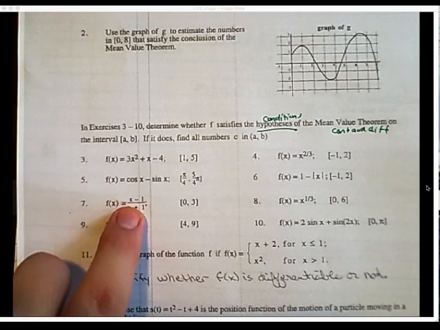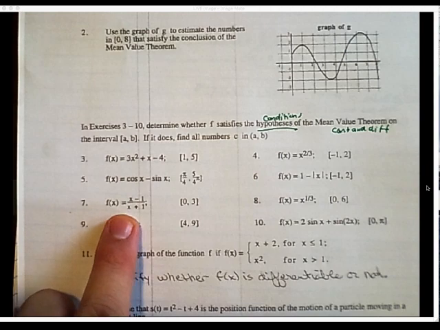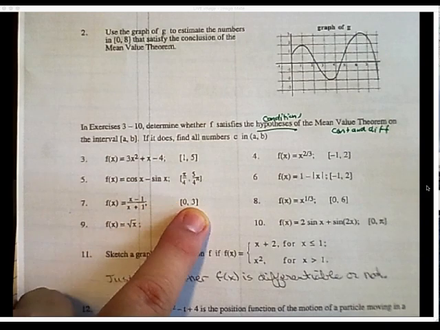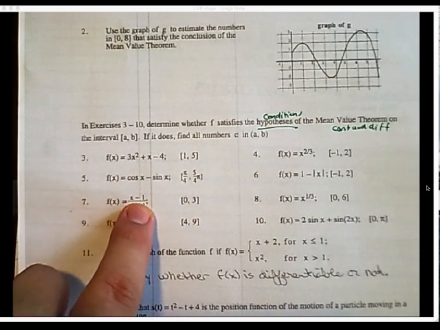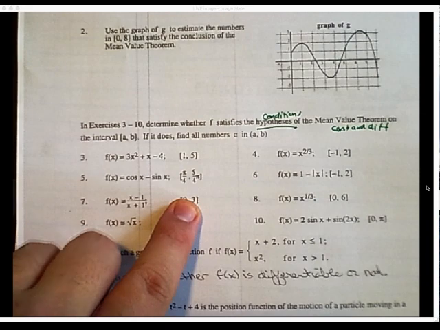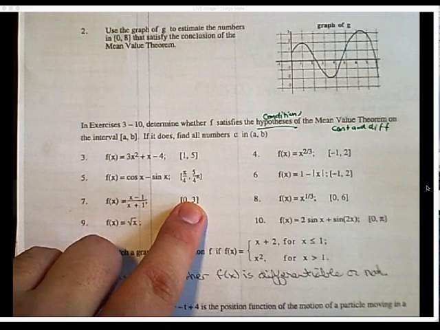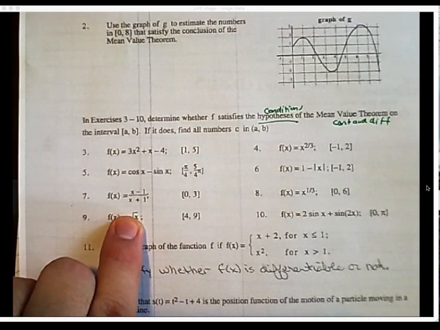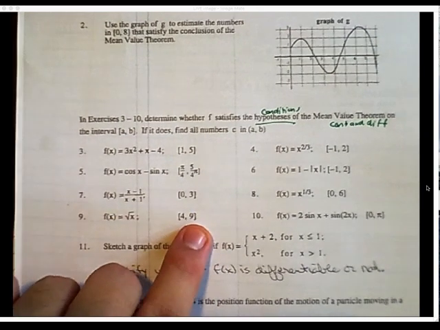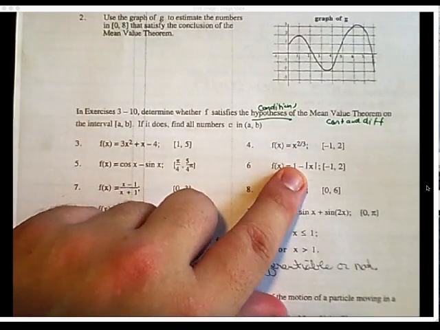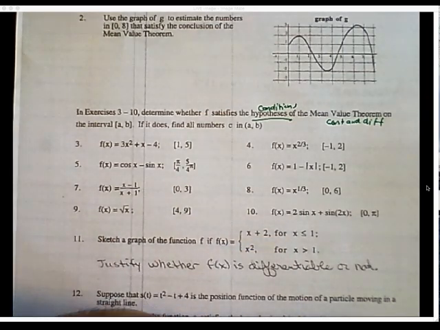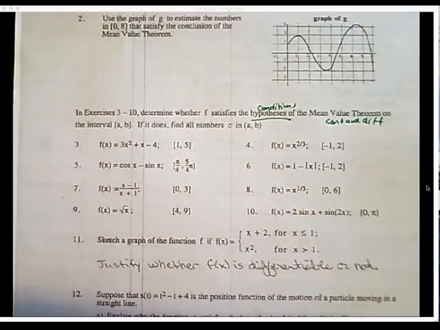This one has a vertical asymptote at -1, but -1's not in the interval. So this one's going to be continuous and differentiable over this interval, not over all real numbers, but over that interval it will be. Here, this is continuous and differentiable over that interval. Take a look at this graph and some of these other graphs. If you're not sure what they look like, maybe use your calculator or make a table of values to help you out. Some of these are not differentiable.